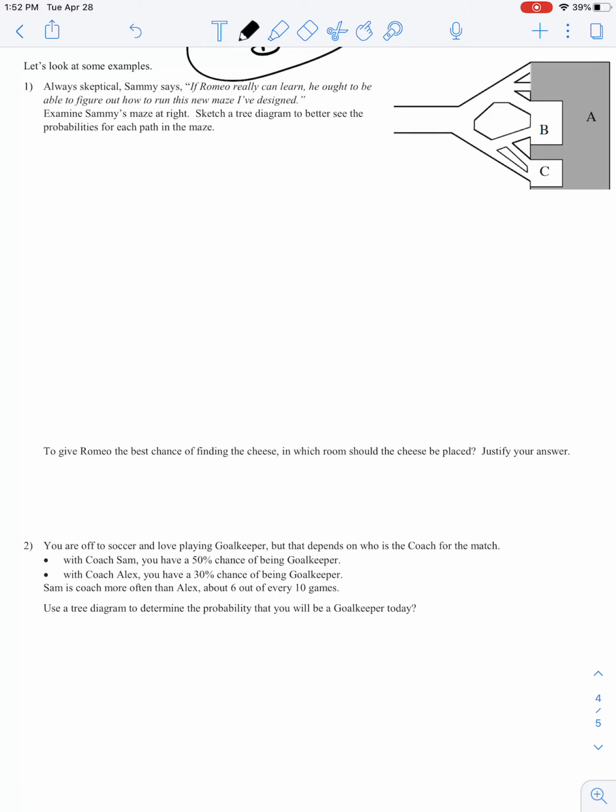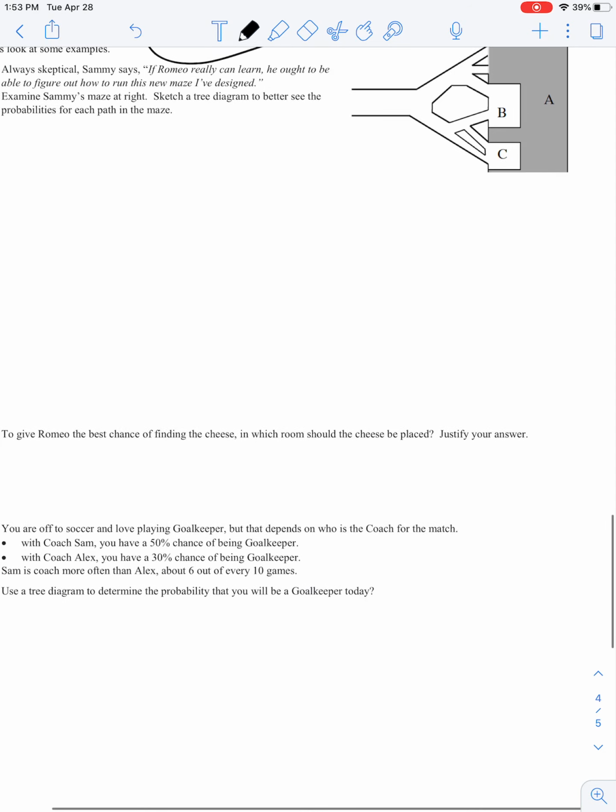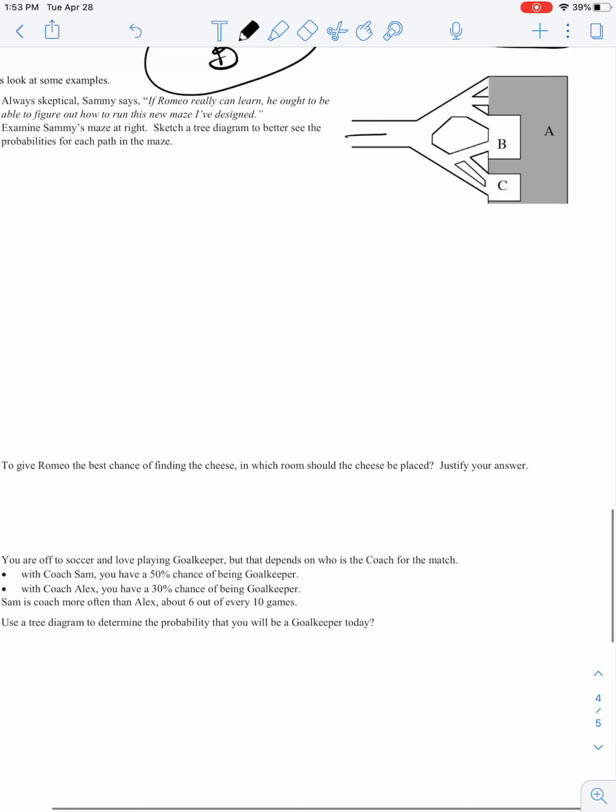Alright, let's look at some examples. So this is kind of similar to the last problem, but let's see what it's asking. Always skeptical, Sammy says, "If Romeo really can learn, he ought to be able to figure out how to run this new maze I've designed." Examine Sammy's maze at right. Sketch the tree diagram to better see the probabilities for each path. Okay, so we're going to re-sketch the tree diagram and then answer the question that it's asked.